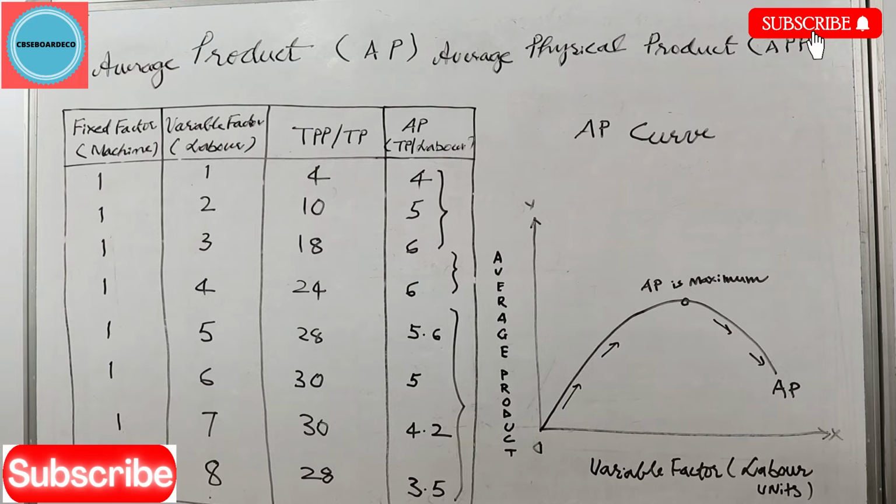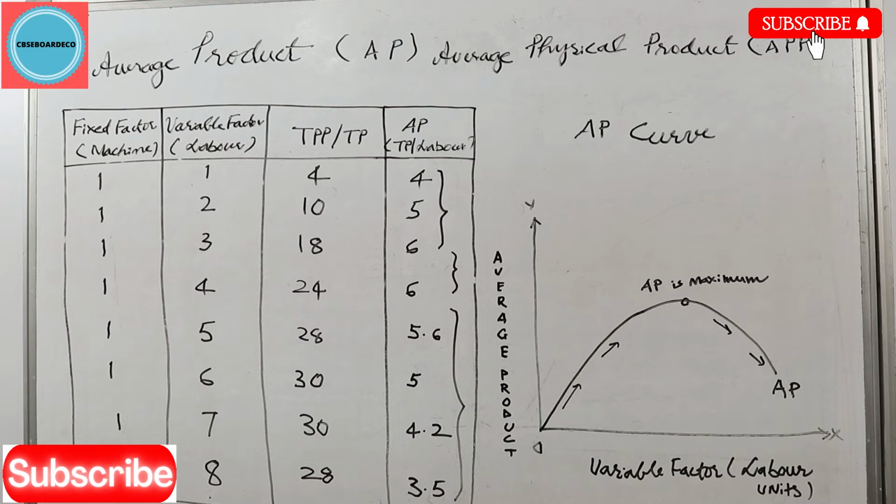So in the first laborer, just 1 laborer, 4 upon 1 is equal to 4. 2 laborers have given you 10 pence, so 10 upon 2 is 5. 3 laborers you engaged on the same machine, it has gone up to 18. So that is 18 upon 3 is 6. Then 4 laborers 24, 24 upon 4 is 6. 5 laborers 28. 6 laborers 30. And 7 laborers 30. And 8 laborers 28.